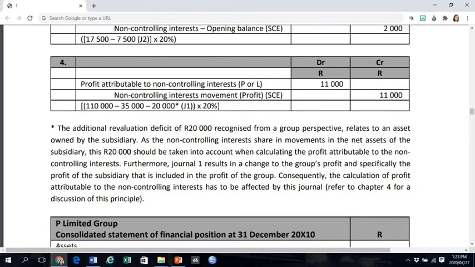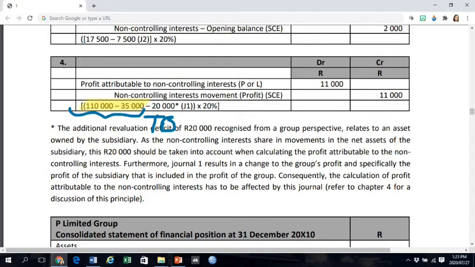Journal 4 attributes a portion of the subsidiary's profit for the year to NCI. My starting point is again the trial balance profit of S. Please remember the 110,000 Rand was given as profit for the year, and the current year revaluation deficit through profit and loss was given as a separate line item. Therefore, these two amounts netted off represent the TB profit of S.